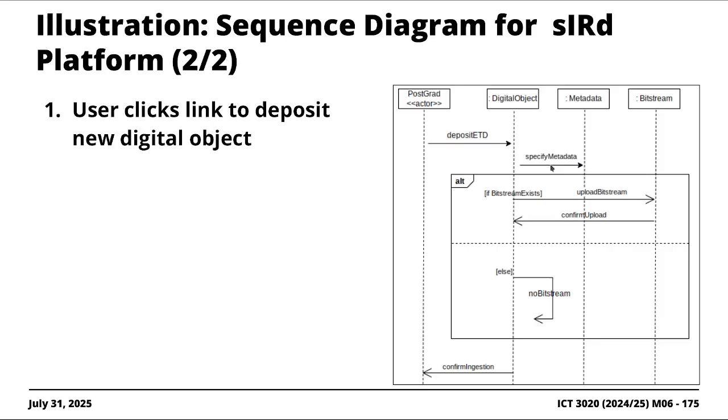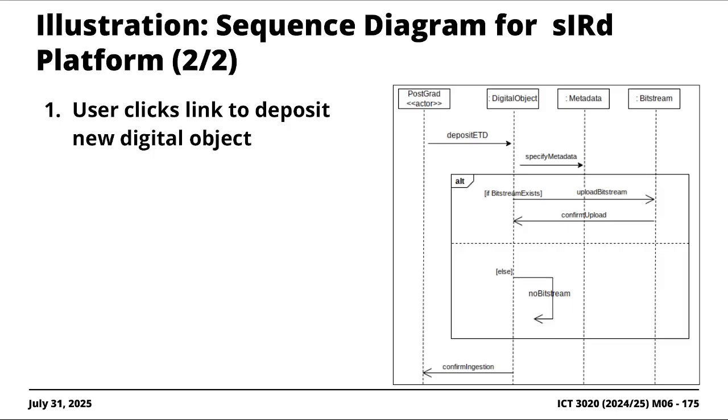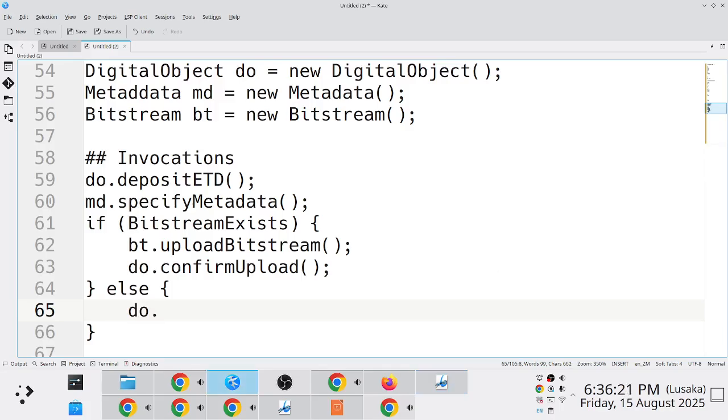right? And then, because this is an alternative fragment, it's an if else. You say else this. Else, you are invoking in digital object, you're going to invoke no bitstream. You understand?